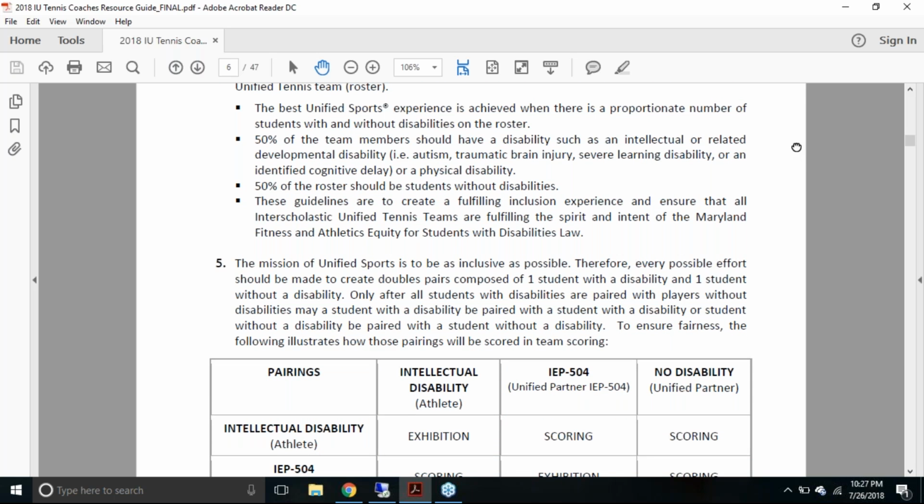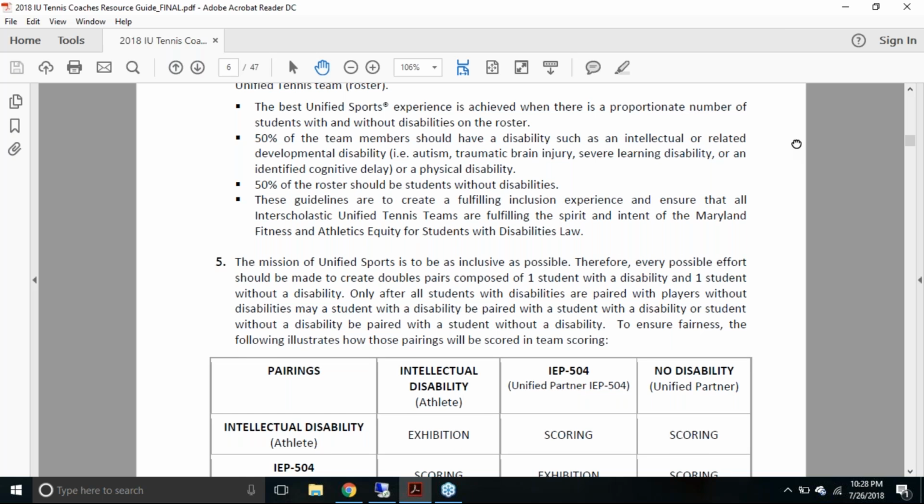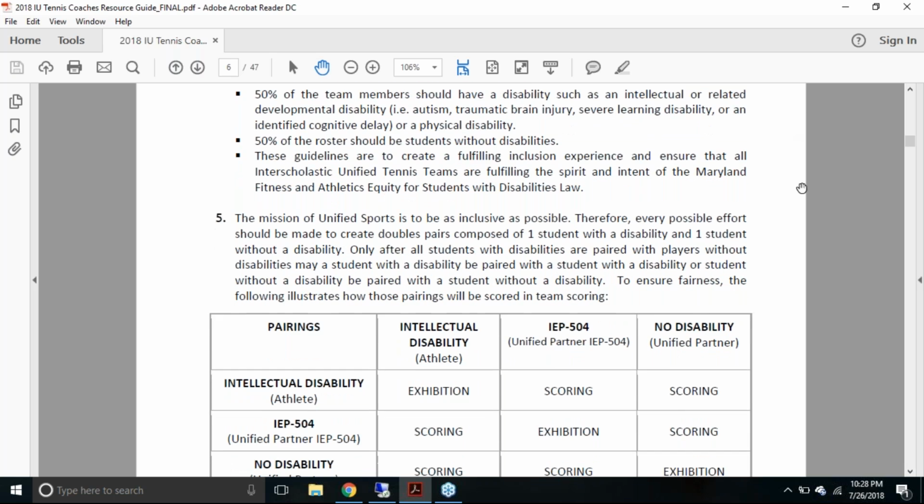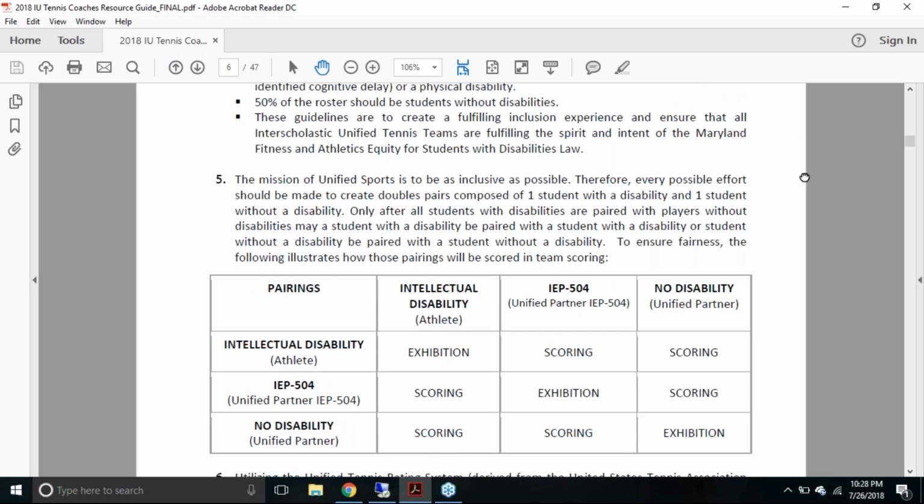1, the best experience is achieved when there is a proportionate number of students with and without disabilities on the roster. 50% of the team members should have a disability such as an intellectual or related developmental disability or a physical disability. 50% of the roster should be students without disabilities. These guidelines are to create a fulfilling inclusion experience and ensure that all IUS tennis teams are fulfilling the spirit and intent of the Maryland Fitness and Athletics Equity for Students with Disabilities law.